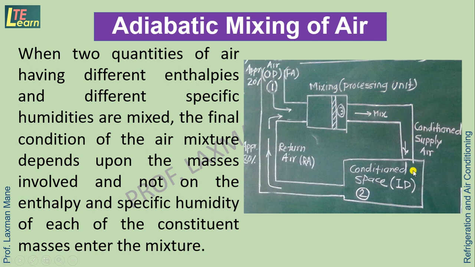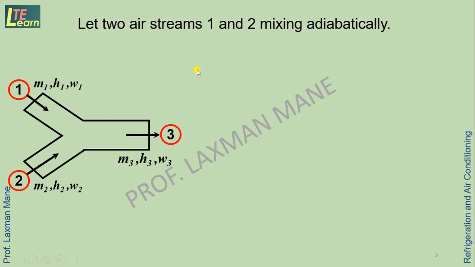This air is passing to the room, that is the condition room. So this is a supply duct. The condition room, that is the indoor condition, is indicated by point number 2. So here two air streams, stream 1 and 2, are mixing adiabatically.